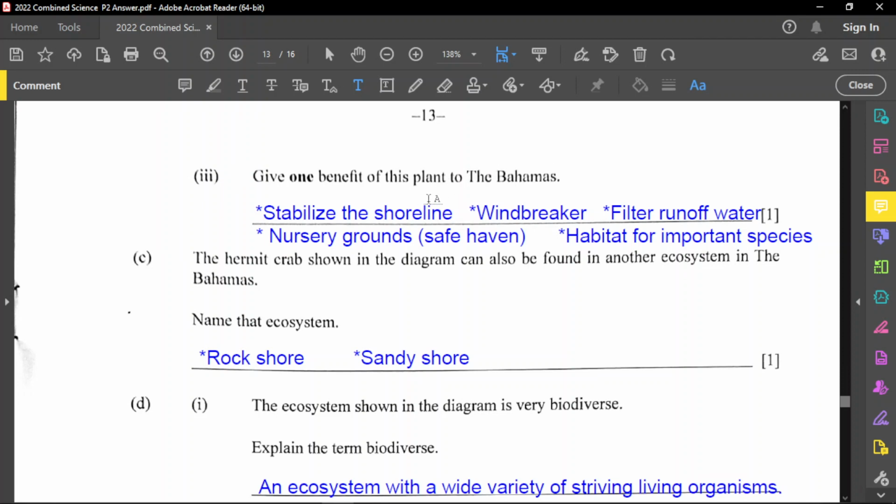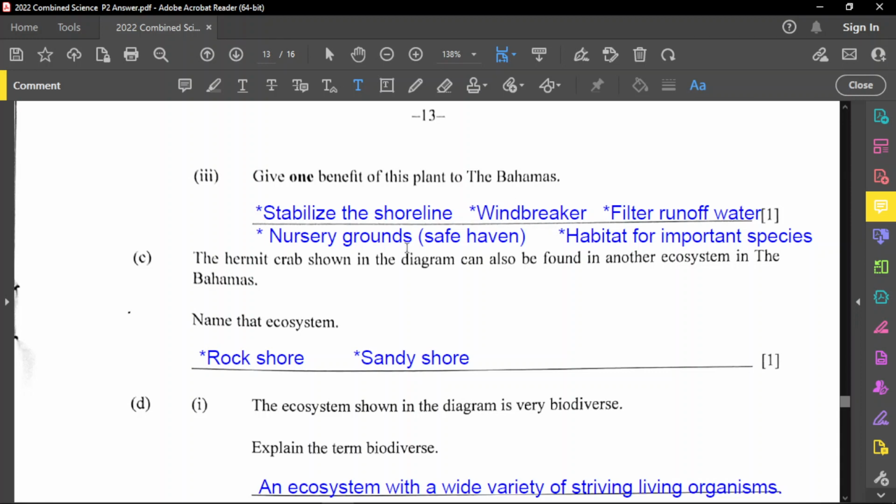And so one is to stabilize the shoreline. Red mangroves act as windbreakers as well from strong winds from hurricanes and storms. They filter runoff water. So when water is coming from land into the ocean, it filters it and removes trash and so on. So the solid waste will be trapped in the mangrove roots. It doesn't mean that we need to dump things in the mangrove, no, because the mangrove will filter them. But in case things are coming from land into the ocean, they will be trapped in the roots of these mangroves.